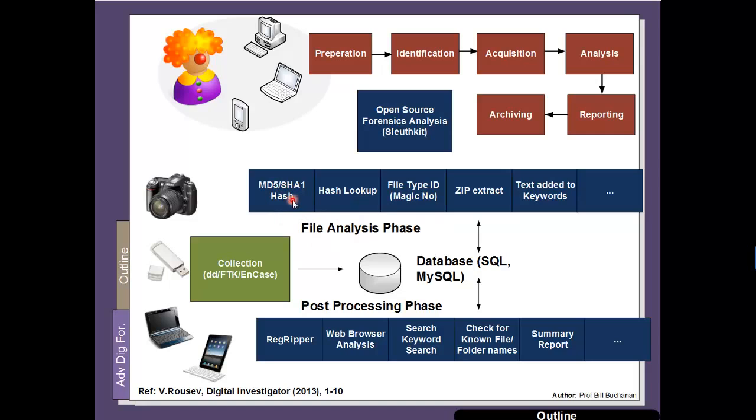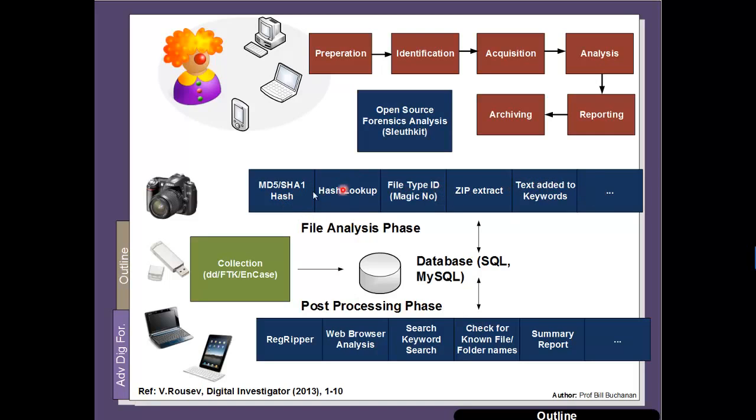With this, we're creating our MD5 SHA-1 hash signatures to make sure that there are no changes in files and so on. We might do a hash lookup for certain known hash signatures inside our files, and then identify each file with its magic number. Because normally a file has a magic number at the start of the file which will identify it, and even if it's embedded within other files, we can still see this magic number appearing. We might do some zip extract if files are contained within zip files, and add any text that we've gained from our file analysis to the keywords that might be used inside the analysis later on for our post-processing phase.